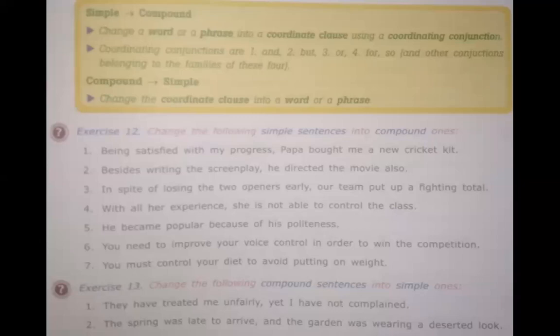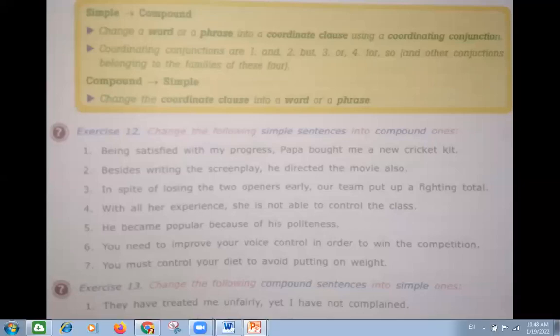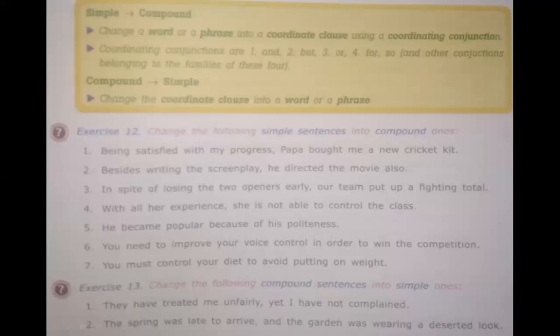All right, let's go to Ishmeet. What does Ishmeet say? In spite of having been treated me unfairly, I have not complained. Yes. Now you see, in spite of having been treated unfairly, "have been treated" because "they have treated," so this will remain the same. In spite of having been treated unfairly, I have not complained.